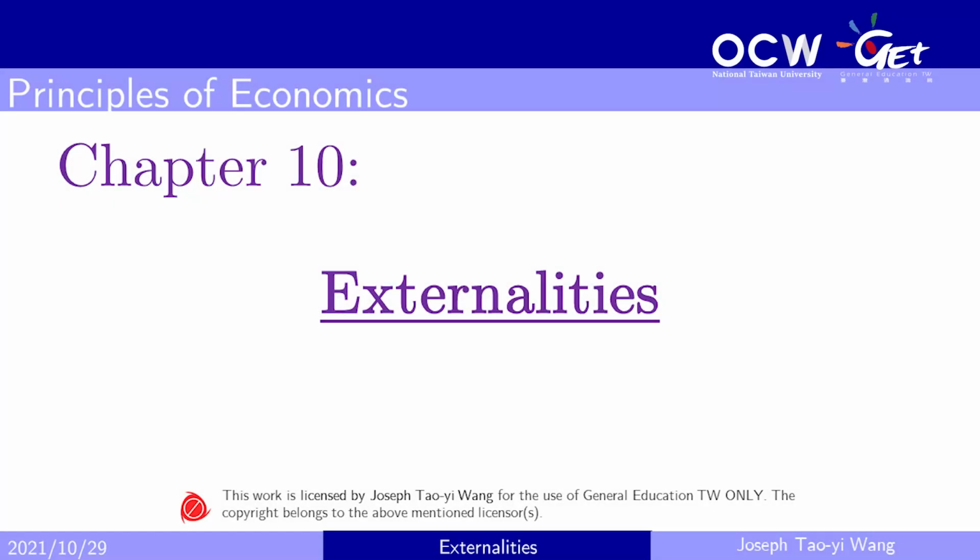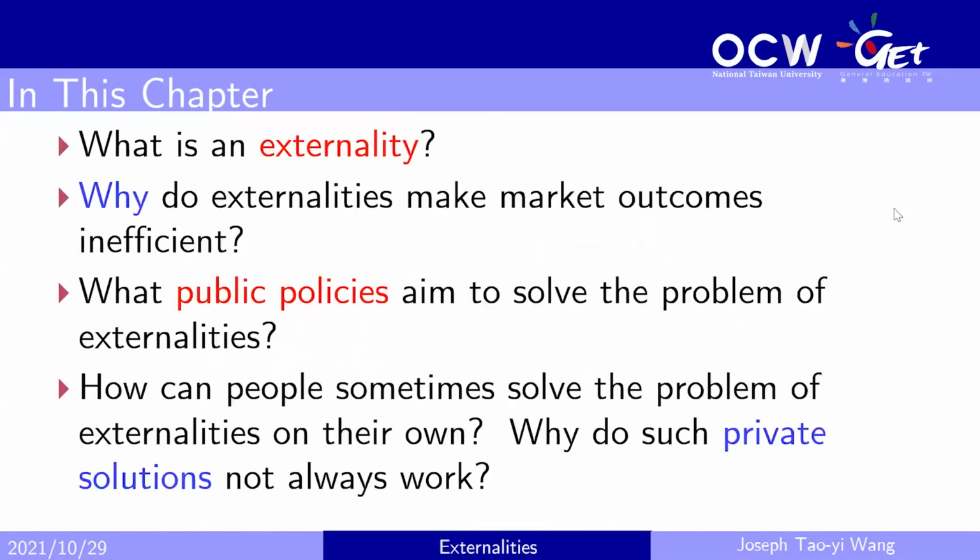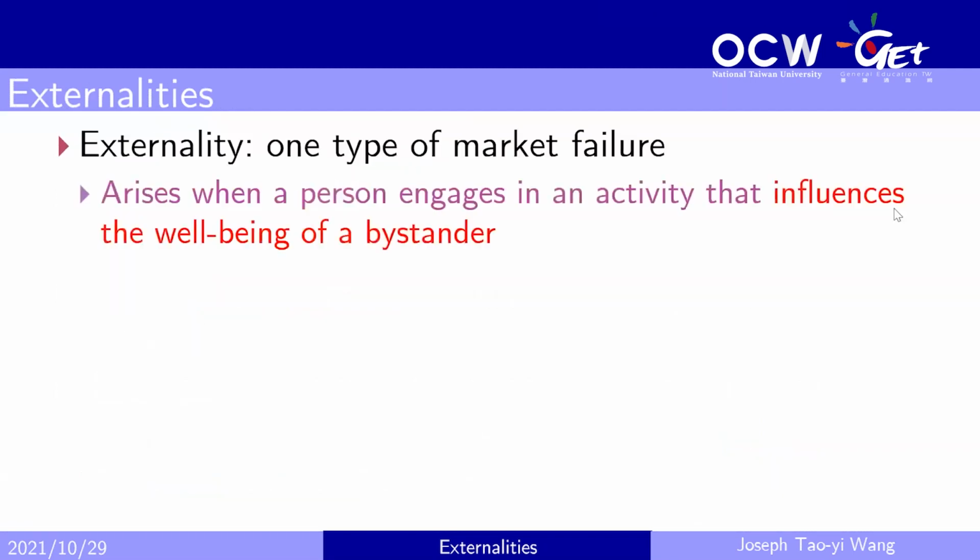All right, so we'll talk about externalities. We'll try to define that, and we'll see how externalities cause problems to the market outcome. And then we'll look at what kind of public policies can solve these problems of externalities. And we'll even see if people can try to solve this problem on their own. So that's private solutions.